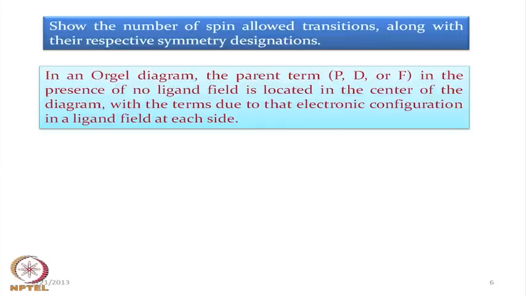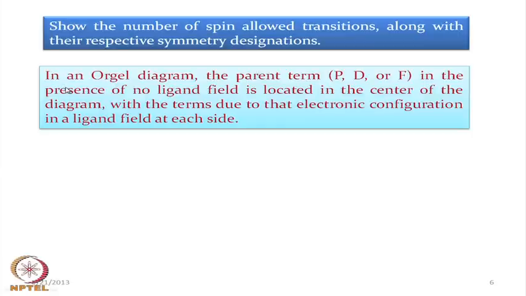So, basically these states show the number of spin allowed transitions, because if we consider that only triplet to triplet transition is allowed or singlet to singlet transition is allowed, then the corresponding spin values of those terms can be identified, and we can put the corresponding arrow between those two terms for the corresponding electronic transitions. And with those allowed transitions we can have the respective symmetry designations also, whether it is A1G or A2G, because they have two different symmetry levels.